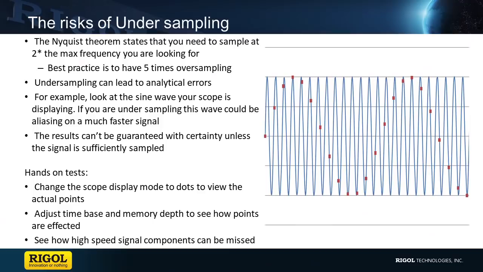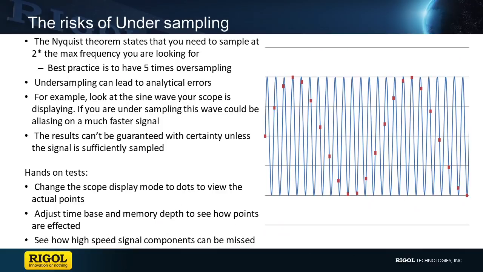So one thing we want to talk about is, we talked about sample rate and why that's important, but this is the key to that: the risks of undersampling. When we talk about sampling, the key theorem or concept is the Nyquist theorem. It says you need to sample at least 2 times the max frequency you're looking for. And best practice, really, to have it look right is more like 5 or 10.